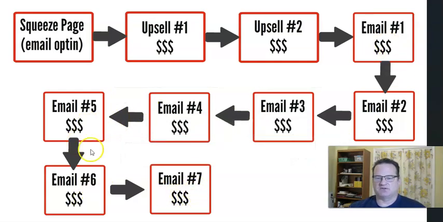Now, this funnel only shows 7 email messages that are going out, but you can literally put in dozens, if not hundreds, of automated emails to go out, one every day, one every other day, whatever kind of frequency you prefer. And so you could literally have weeks, if not months or even years, of automated emails that are going out. So you only have to focus on one thing, getting people to opt in to your squeeze page.